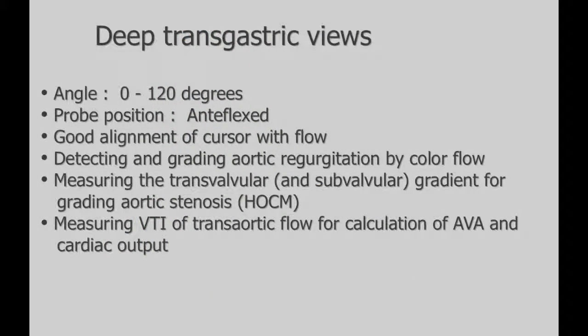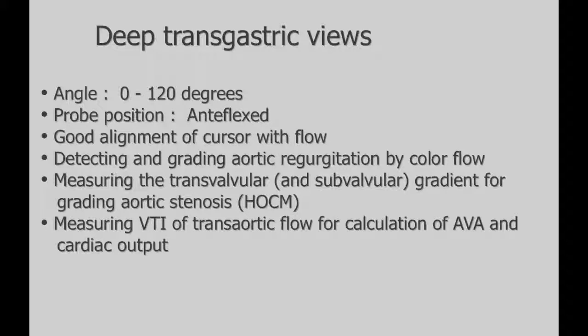For obtaining the deep transgastric views, the omniplane angle should be at 0 degrees for the normal deep transgastric view and up to 120 degrees for the transgastric long axis view. The probe is typically anteflexed to achieve these views once the probe is placed in the stomach and a transgastric mid-papillary view is obtained. The probe can be advanced slightly deeper and anteflexed to achieve the deep transgastric view, or rotated to 90 to 120 degrees from the mid-papillary view in order to achieve the transgastric long axis view.